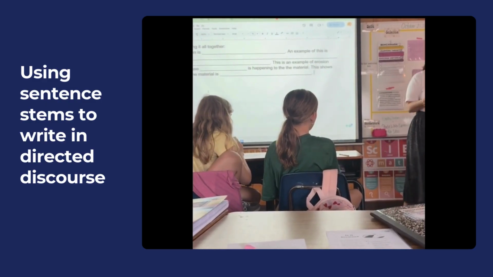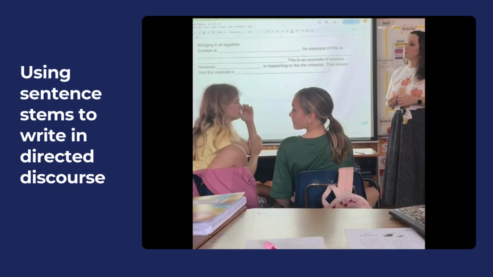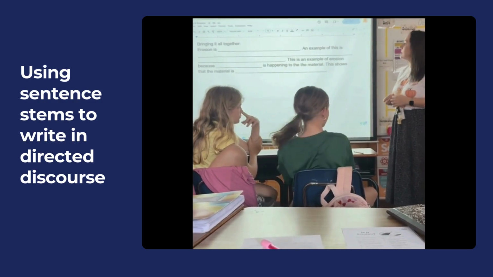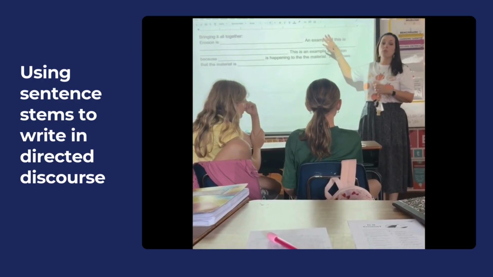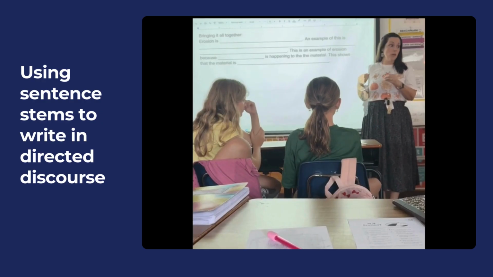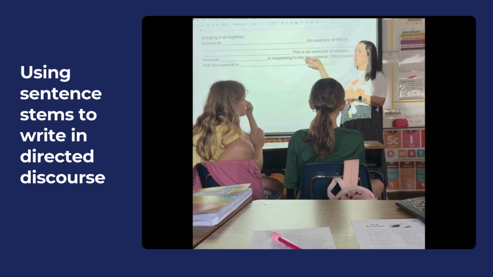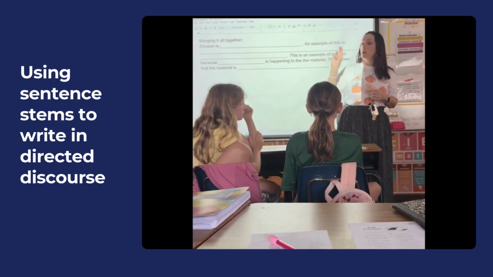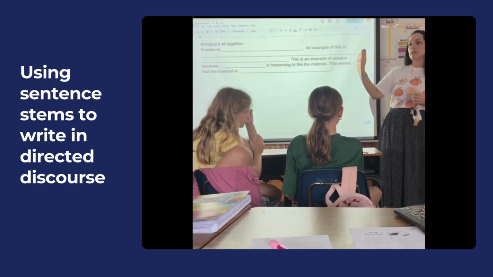Ask me your questions. Batu? Do we have to copy this? It does not have to be in exactly these words, but if you are struggling and need some words, here are your sentence stems. As long as you answer these basic questions: you tell me the definition, you refer to an example, you tell me what's happening in that example, and you tell me why that example is erosion.